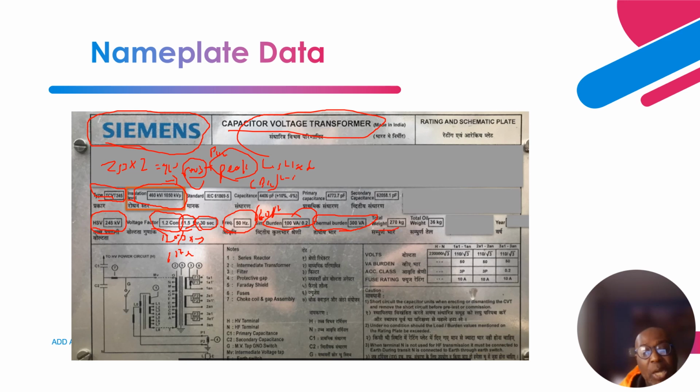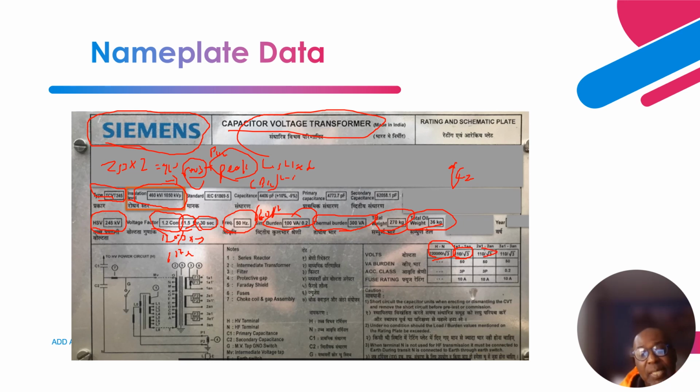Okay, so total weight is 270 kilos, and only the oil is 36 kilos. Next is the voltage, right? So you have a high side voltage, shown as 230 kV over root 3, and the intermediate voltage, that is the voltage connected across C2. Remember, that is the 10 kV that goes into the intermediate transformer, or electromagnetic unit, or coupling transformer, right?